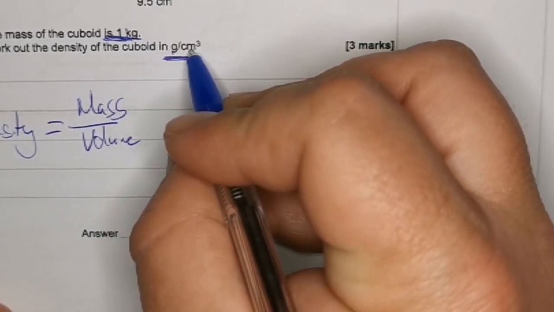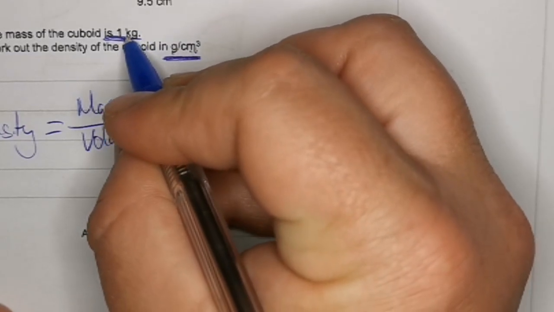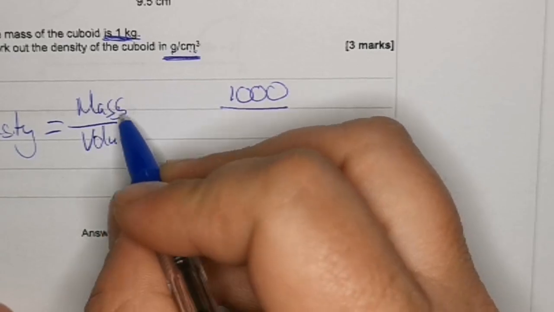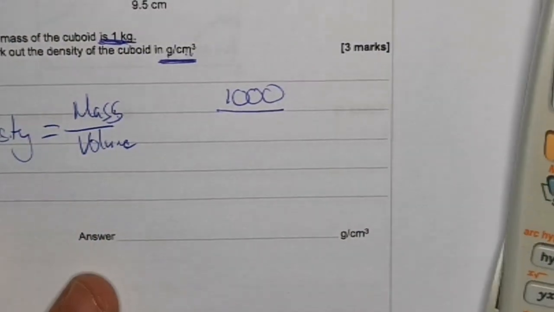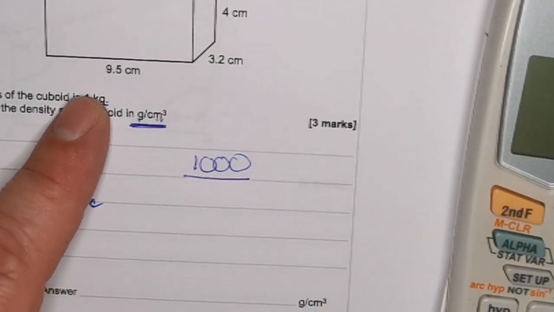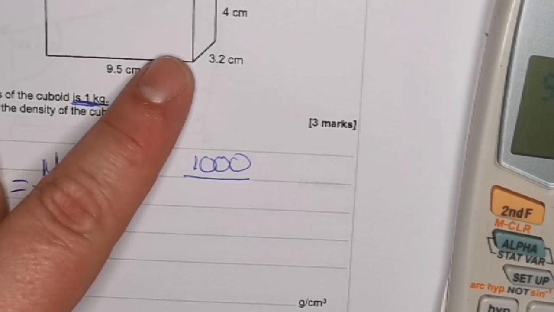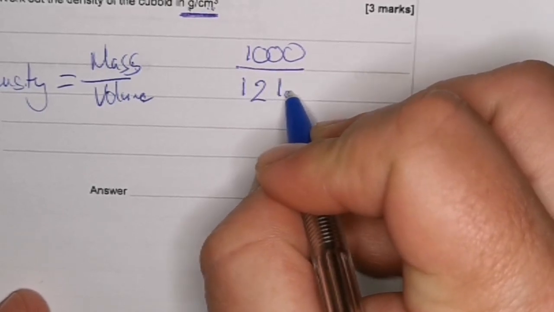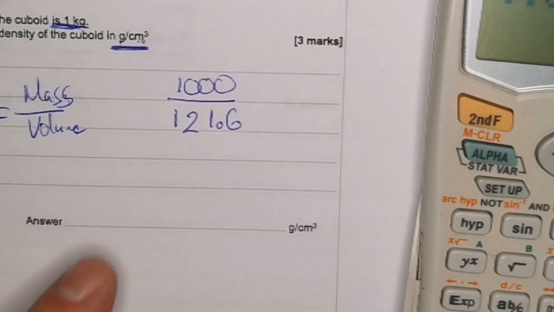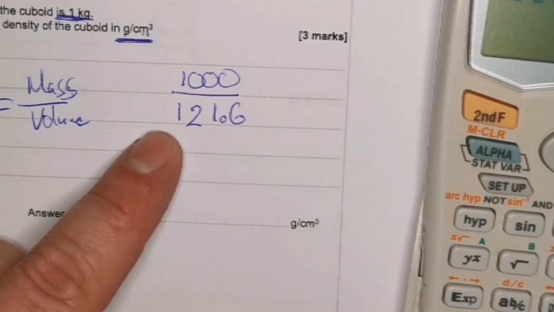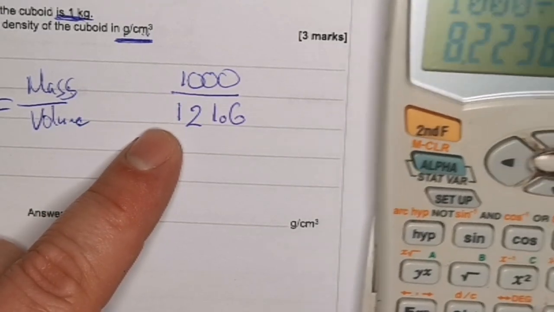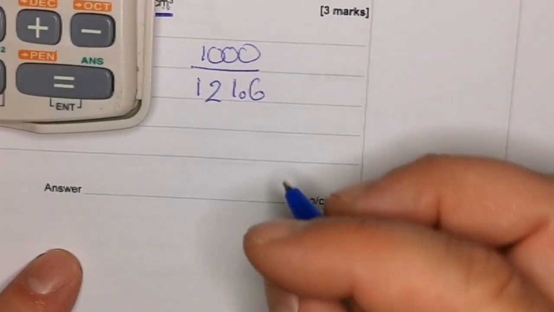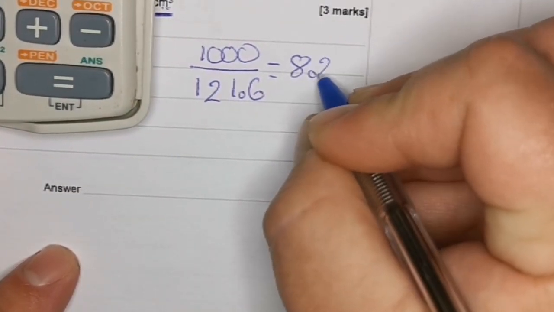Now being asked for it in grams per centimetre cubed, so 1 kilogram, that's 1,000 grams. Do that divided by my volume, so my volume's going to be 9.5 times 3.2 times 4, so 121.6. So my mass divided by my volume is going to give me my density. Not telling me how accurate to be here, so I'll write out the full answer here.